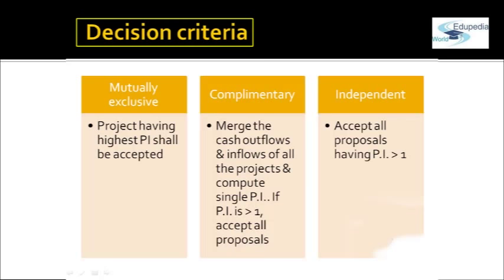If the projects are complementary, we will sum up the PVCI of all the projects and the present value of cash outflow of all the projects, and then we will compute the profitability index. If that profitability index is more than 1, then we will accept all the complementary projects. Otherwise, we will reject all the complementary proposals. In case of independent projects, we will accept all those projects which have a PI of more than 1.